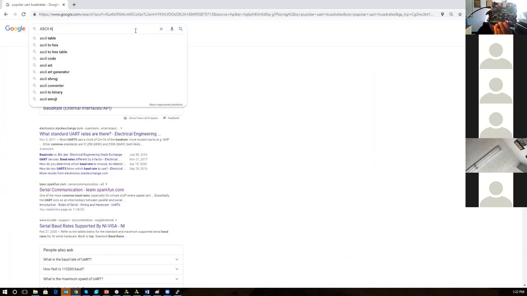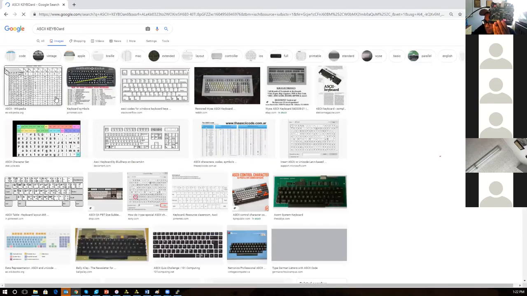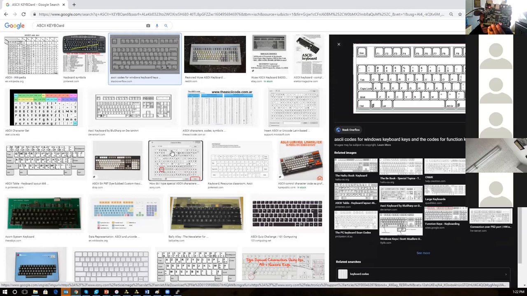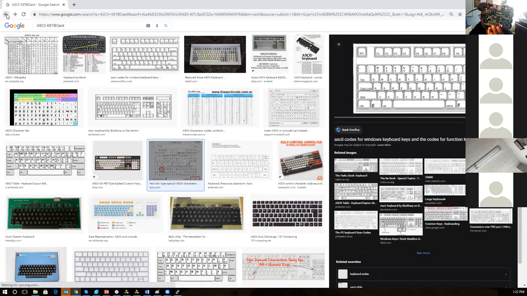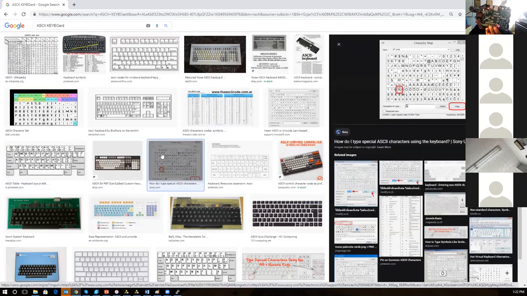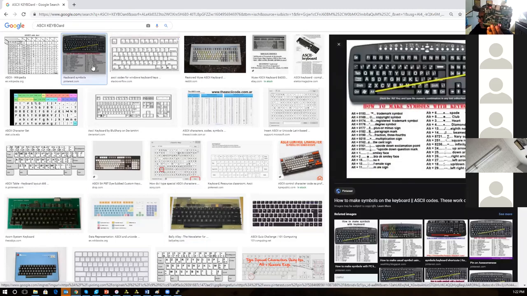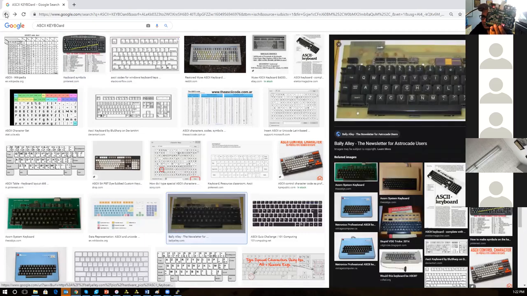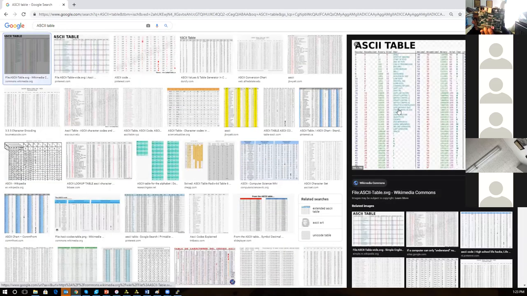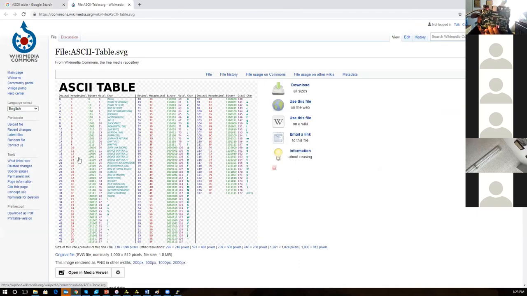ASCII keyboard. Here's our lovely table. Where is the ASCII? I need to see the ASCII codes. No, I don't want this. No, there was the ASCII. I need the ASCII table. ASCII table, right? Look at this, right? He said 67. No, I need the key.